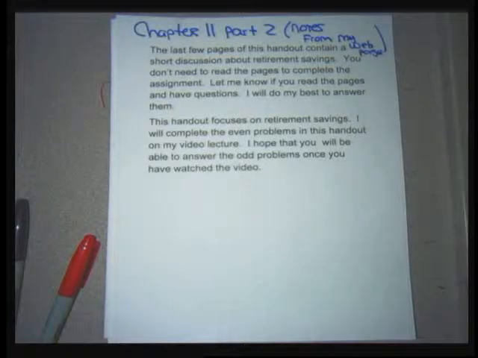Second handout that I have for chapter 11, and this handout's on saving, kind of saving for retirement. And I'm just going to really focus on the calculator computations and help you figure out how to do some things on your calculator that might help you at some point.